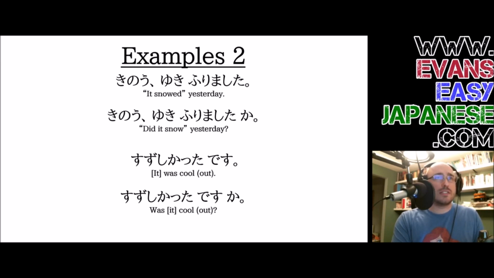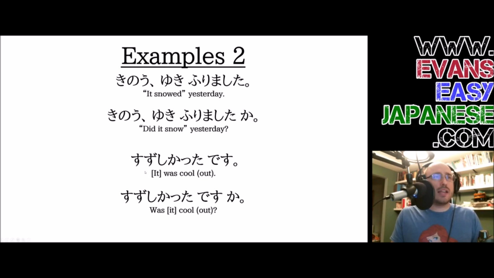Kino yuki furimashita ka? Did it snow yesterday? So, yeah. I put it snowed and did it snow in quotation marks because furimashita isn't actually the verb snow, but with yuki, the best translation is to snow.